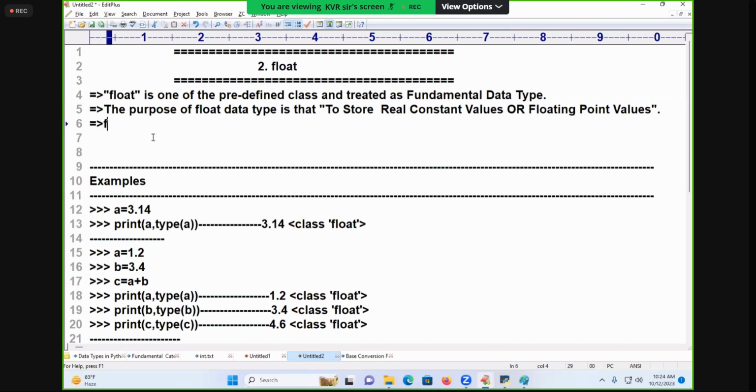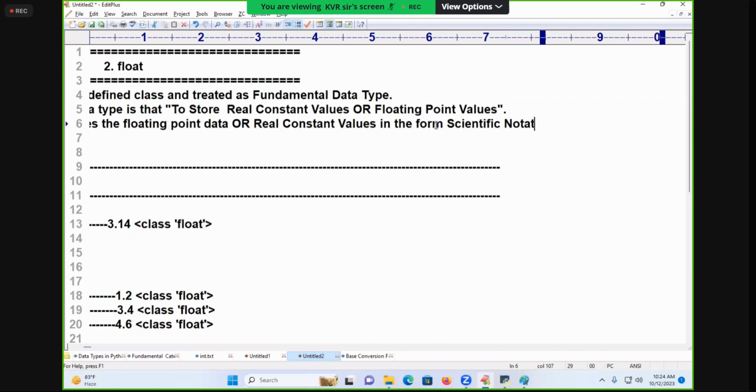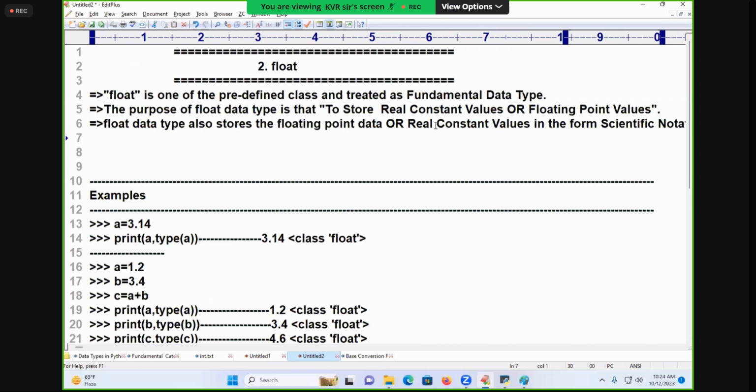Now I'm going to say, the float data type. Let me write. The float data type also stores floating point data. Floating point data are real constant values in the form of scientific notation. Sir, what is the general form of scientific notation? What is its advantage?